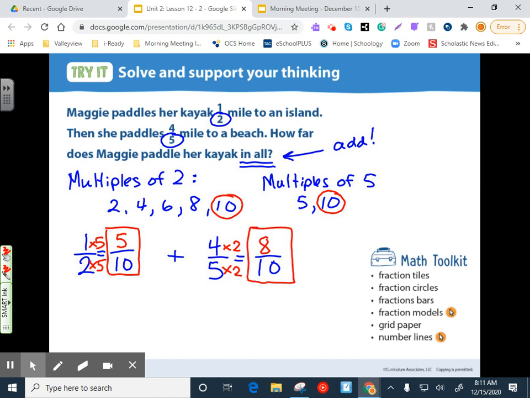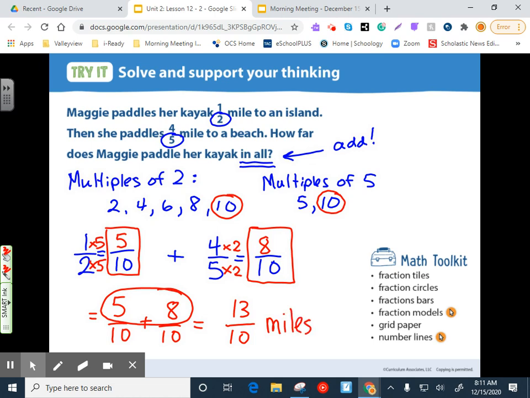And that gives us 5/10 plus 8/10. And with adding fractions, we only add up those top digits and leave the bottom alone, because we already know how many parts to a whole there are. So we have 13 parts of 10, or 13/10 of a mile. And we can change that to a mixed number, but we'll get into that later on.